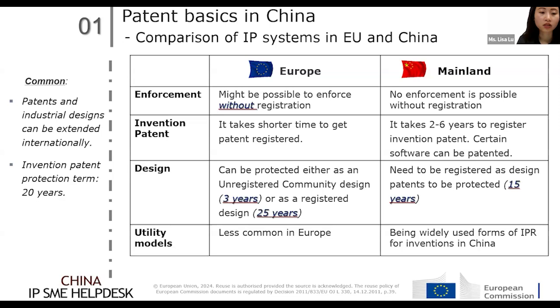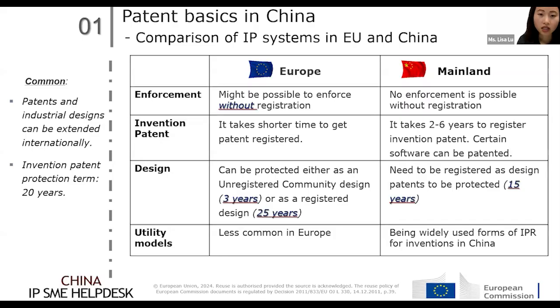And invention patent protection terms, both systems last 20 years. And if you see the difference, there are more for enforcement in Europe, and it's possible to enforce without registration. However, in mainland China, you have to register your IP before you take the full enforcement action. And invention patents take shorter time in Europe to get compared with in China. It takes 2 to 6 years to register. And also software can be patented in China. That's not very common in Europe.